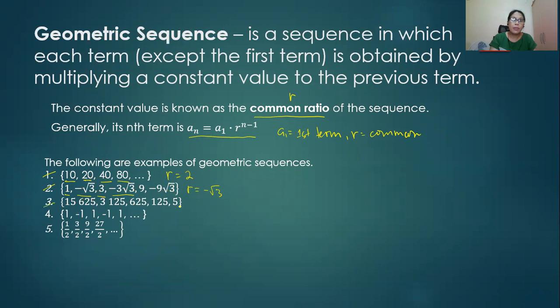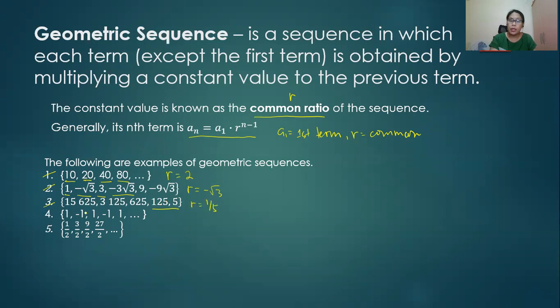For number 3, just try to consider the two lowest values. And also consider the trend that the numbers are decreasing. So meaning the common ratio is less than 1. And then if we consider the last two consecutive terms, and we divide the last term by the second to the last term, we obtain 1/5, and that 1/5 will serve as the common ratio.